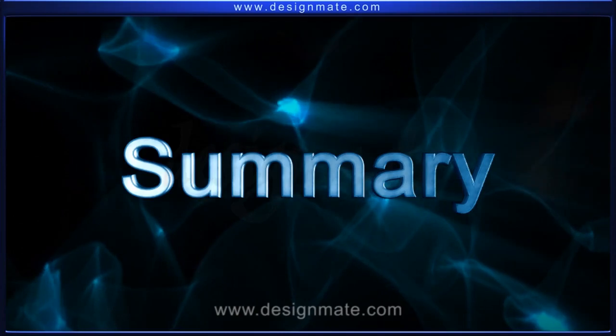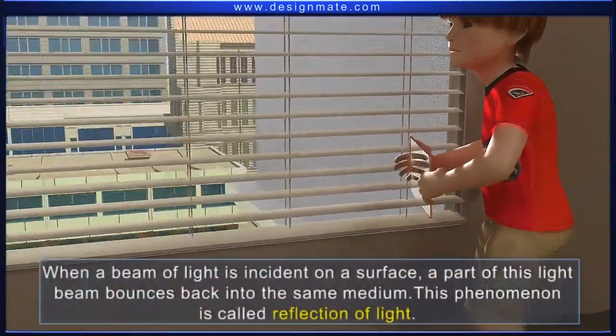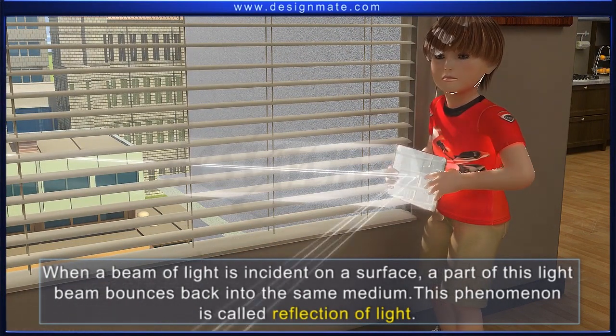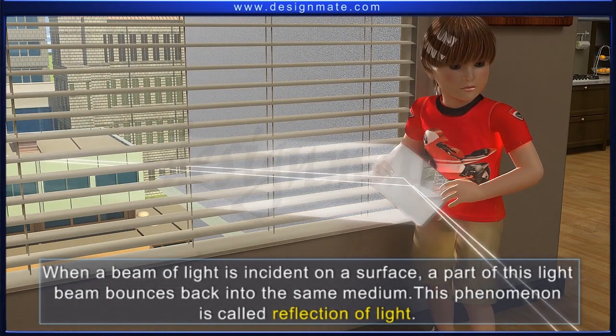Summary: when a beam of light is incident on a surface, a part of this light beam bounces back into the same medium. This phenomenon is called reflection of light.